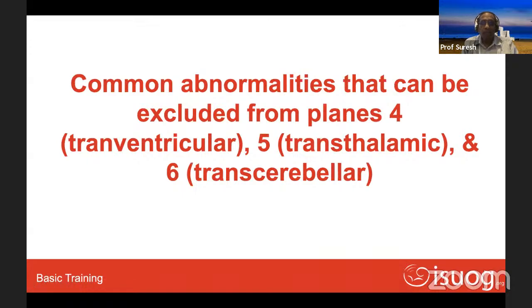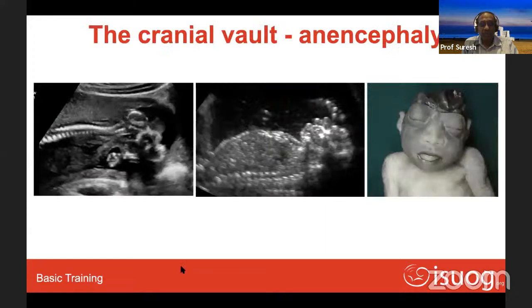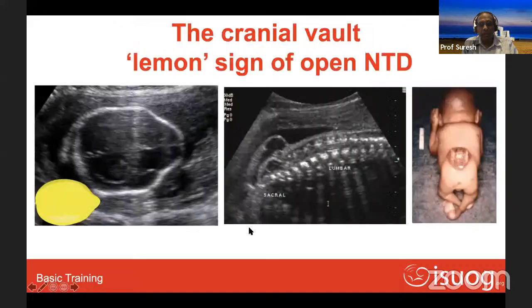Now, what are the common abnormalities that can be excluded from planes 4, 5, and 6? First, let's look at the cranial vault. Here you can see an absent cranial vault, which is a very classical picture of anencephaly. And this, of course, must be diagnosed with absolute certainty in all patients.